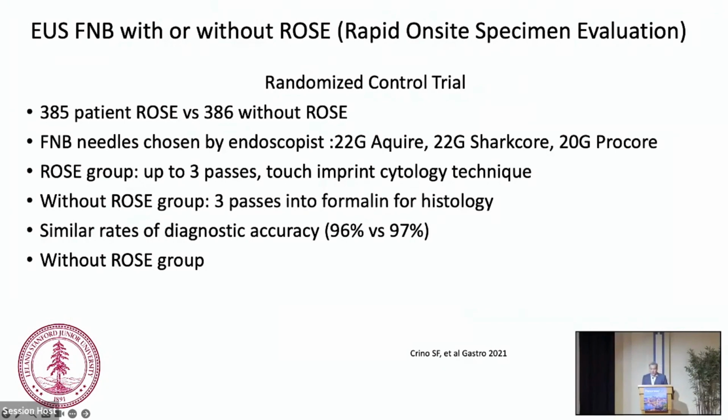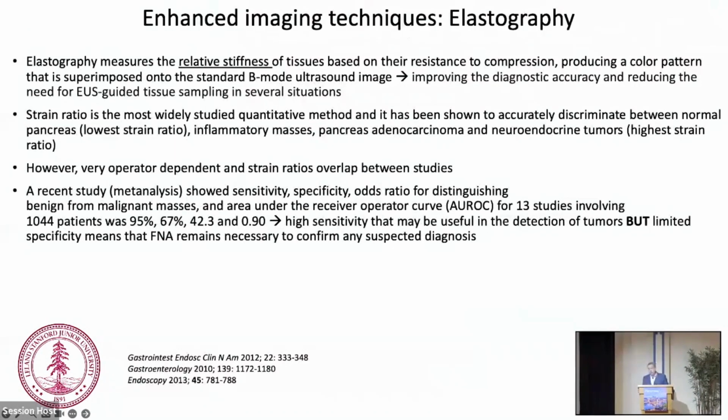Otherwise, we don't. So this is a randomized controlled trial comparing having pathology on site or not using FNB needles. And you can see that in the ROSE group, they had 3 passes and cytology, and in the non-ROSE group, three passes and formalin for histology, but they have similar rates of diagnostic accuracy in both groups. So I think it's more about technique and needle selection than whether you have pathology or not.